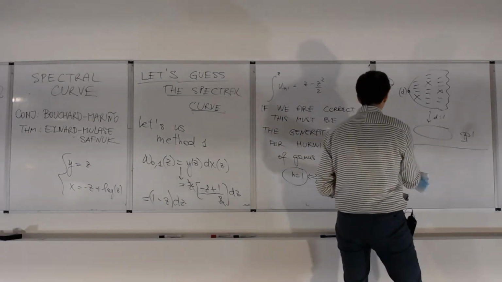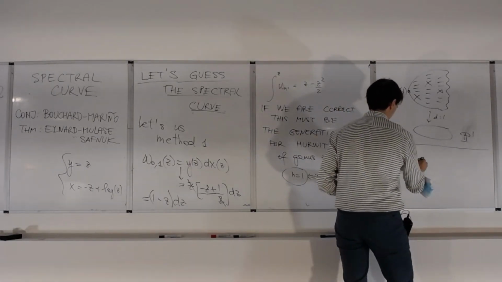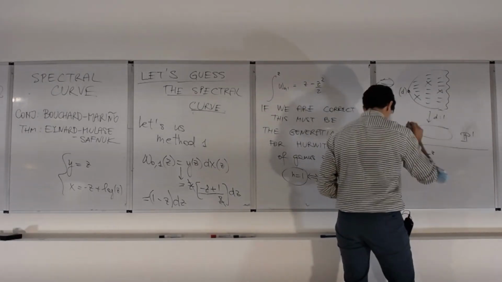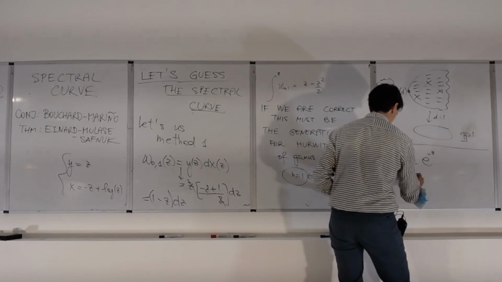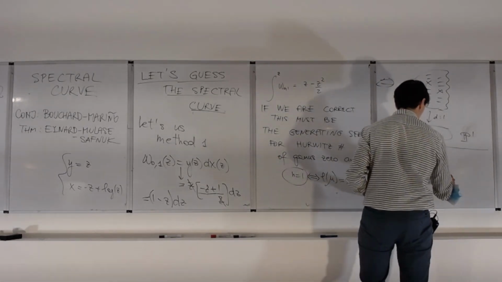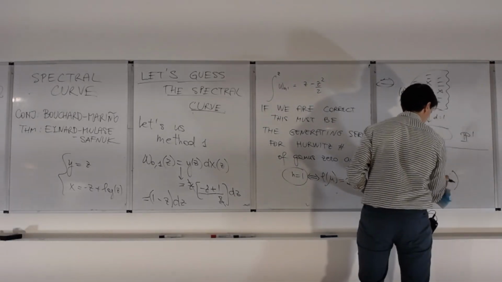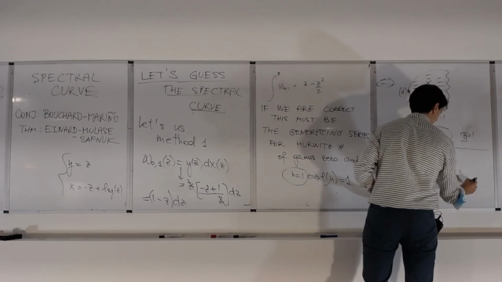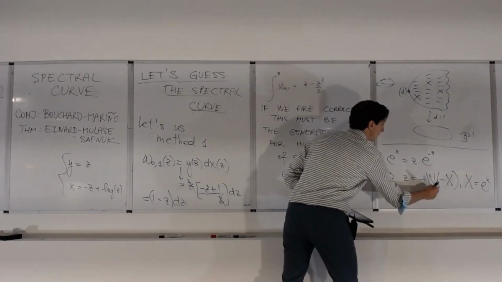So we have that exponent of x is equal to z times exponent of minus z. And so this means, in particular, that z is equal to minus the Lambert function of minus exponent of x. Let me call this big X, and big X is exponent of x. This is the Lambert function.